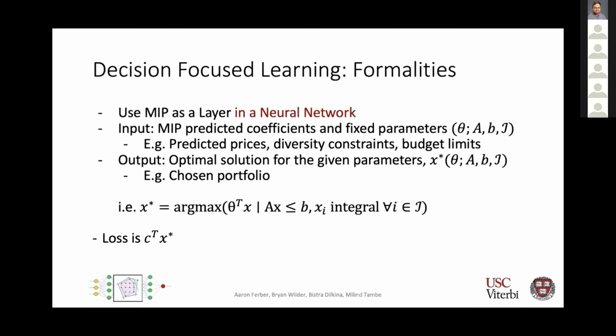So our approach will be to consider the MIP as a layer in a network, MIPaaL. In particular, MIPaaL, the MIP layer, will take as input objective coefficients predicted from earlier network layers, as well as fixed instance parameters, and it will output the optimal solution given by those predicted objective coefficients. For instance, in portfolio optimization, it will take as input predicted prices, diversity constraints, and budget limits, and it will output the chosen optimal portfolio for the given predicted prices. Here's just some notation for writing out the optimal MIP solution that we'll use later. And overall, we'll evaluate the loss by using the ground truth objective coefficients multiplied by the optimal solution x star.